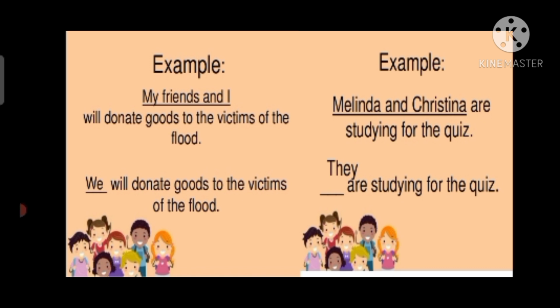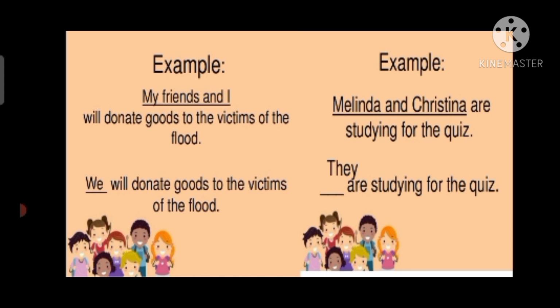My friends and I will donate goods to the victims of the flood. Here the person I is there, I is talking, and some of his or her friends. So when it is the person speaking along with other people, we will use we. My friends and I will donate goods to the victims of the flood. We will donate goods to the victims of the flood.